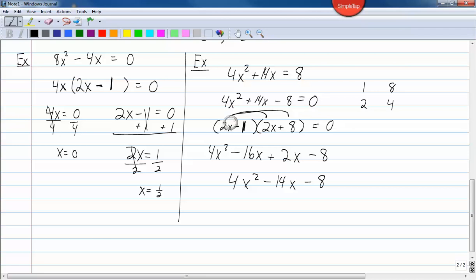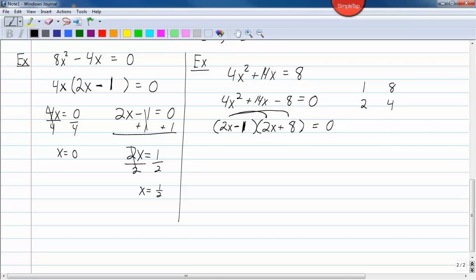Because when I multiply 2x times a positive 8, I'll get a positive 16x, and then negative 1 times 2x gives me a negative 2x. So switching the positive and negative signs will change the sign of the middle number. Again, if you don't get the middle number, then try the 2 and the 4. If you still don't get that number, then go back and try 4x and 1x. This is the trial and error method. You just go through all of the possibilities until you factor correctly.